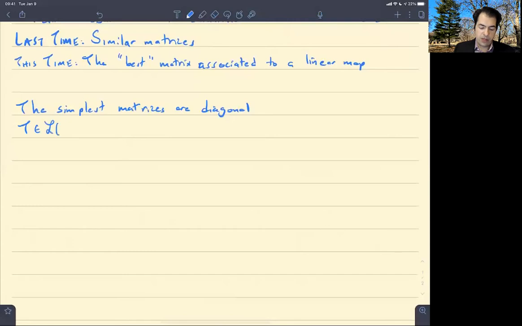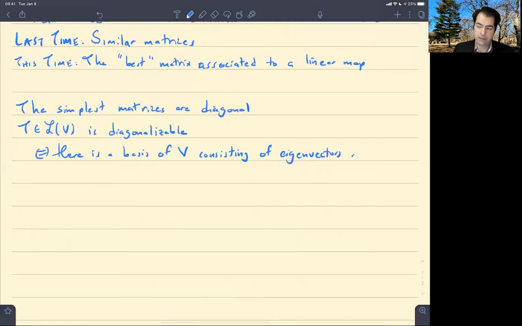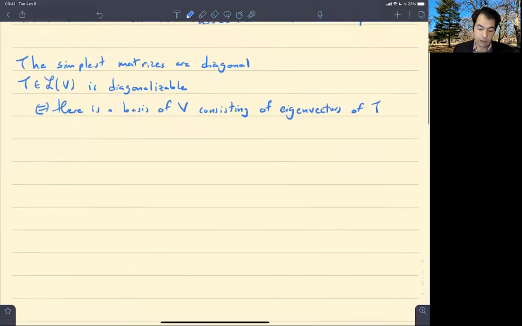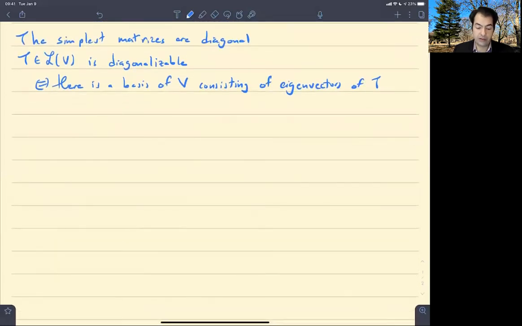Now, we've been talking about this, and if you have a linear map from the space to itself, then it is diagonalizable if and only if there is a basis of V consisting of eigenvectors of T. So we have a wonderful answer, in a sense, to when T is diagonalizable.